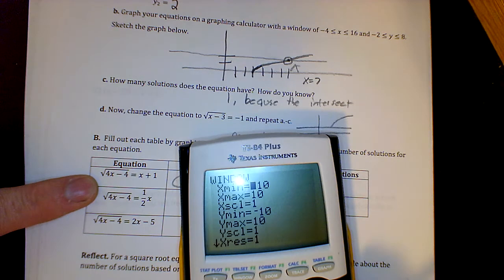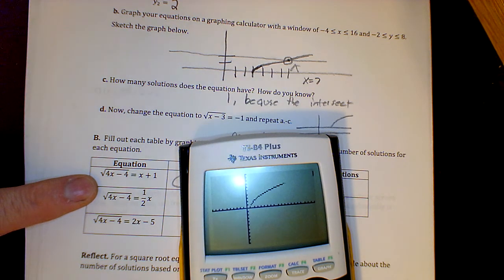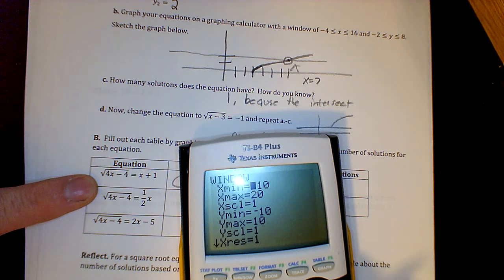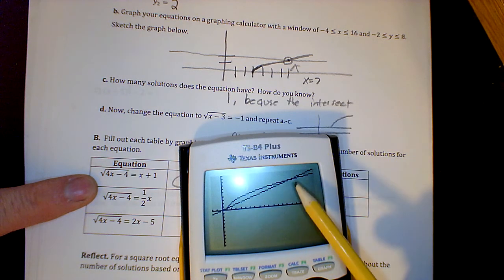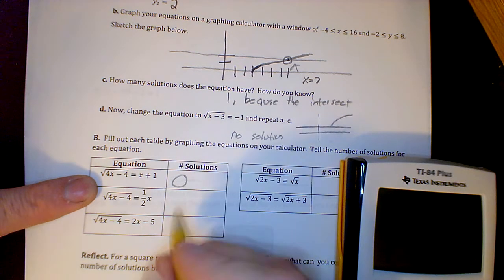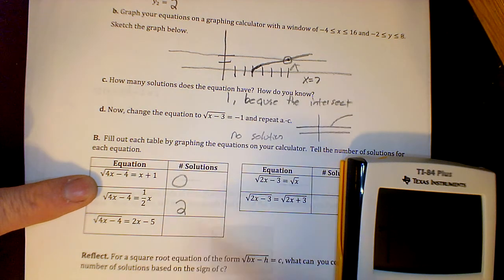I'm actually going to change my window a little bit and take a look. Let's give it a max of 20. I didn't change the window on this one, so that should do it for me. And we'll see if it crosses again. And there's 1. And sure enough, there's 2. Let's change that negative window to -2 or something. We'll look one more time. And we can see it crosses once there and once up there. There's 2 solutions. That's kind of interesting.